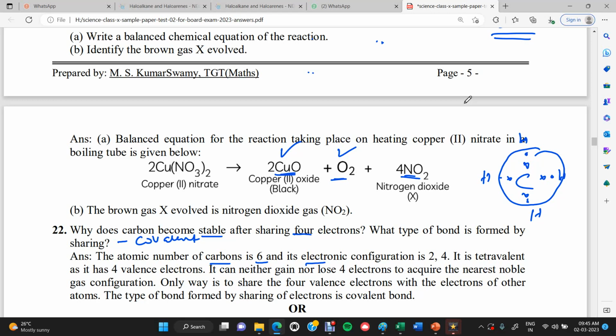The atomic number of carbon is 6 and its electronic configuration is 2, 4. This we didn't say; we went directly to the point. But we have to say all these things too. It is tetravalent in nature and it has 4 valence electrons. It can neither gain nor lose 4 electrons to acquire the nearest noble gas configuration. And the only way is to share 4 electrons with the electrons of other atoms. The type of bond formed is a covalent bond. Is it clear? So these kinds of answers should be presented.